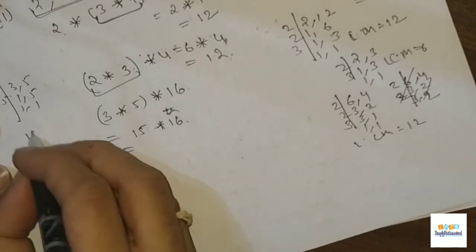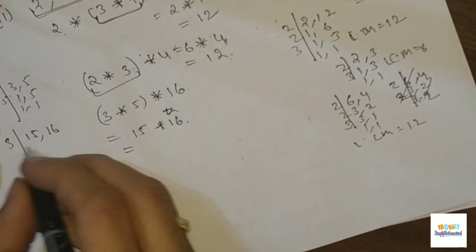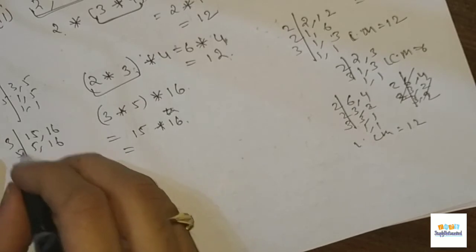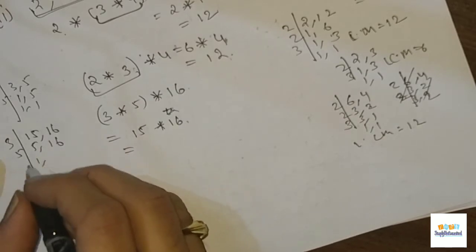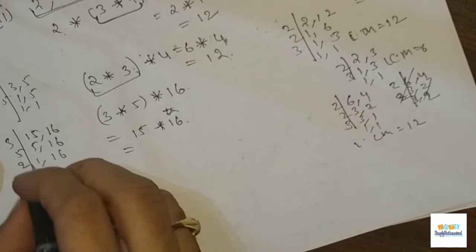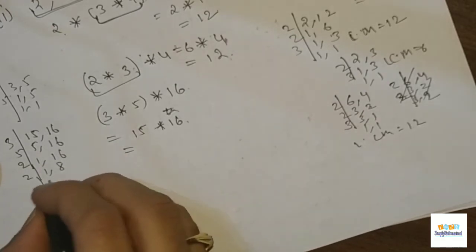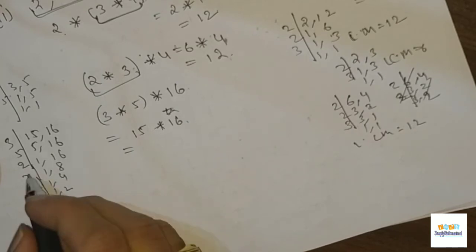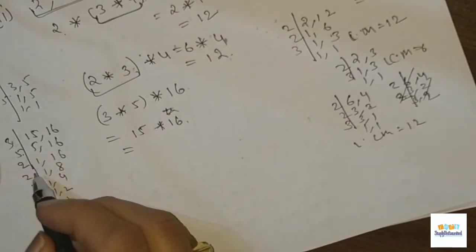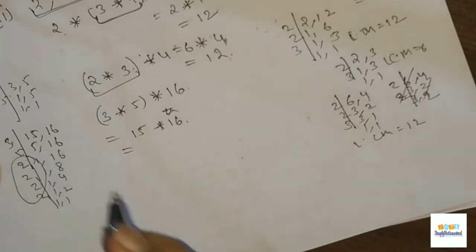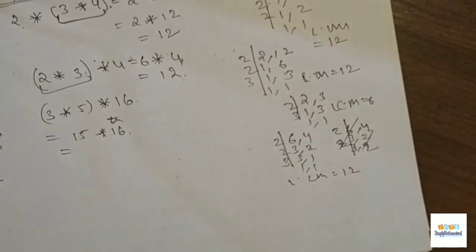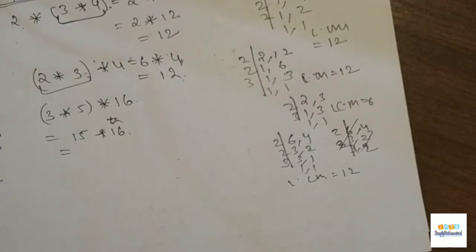Then the LCM of 15 and 16, let us see. 3 5s are 15, 16 as it is. Then 5 1s are 5. We could have taken 2 anyways. So 2 1s are 2, 2 2s are 4, 2 4s are 8. Okay, so this is what we got. So 5 3s are 15 and 16, just multiply. Here also you will get it equal. So I think this star operation is associative.